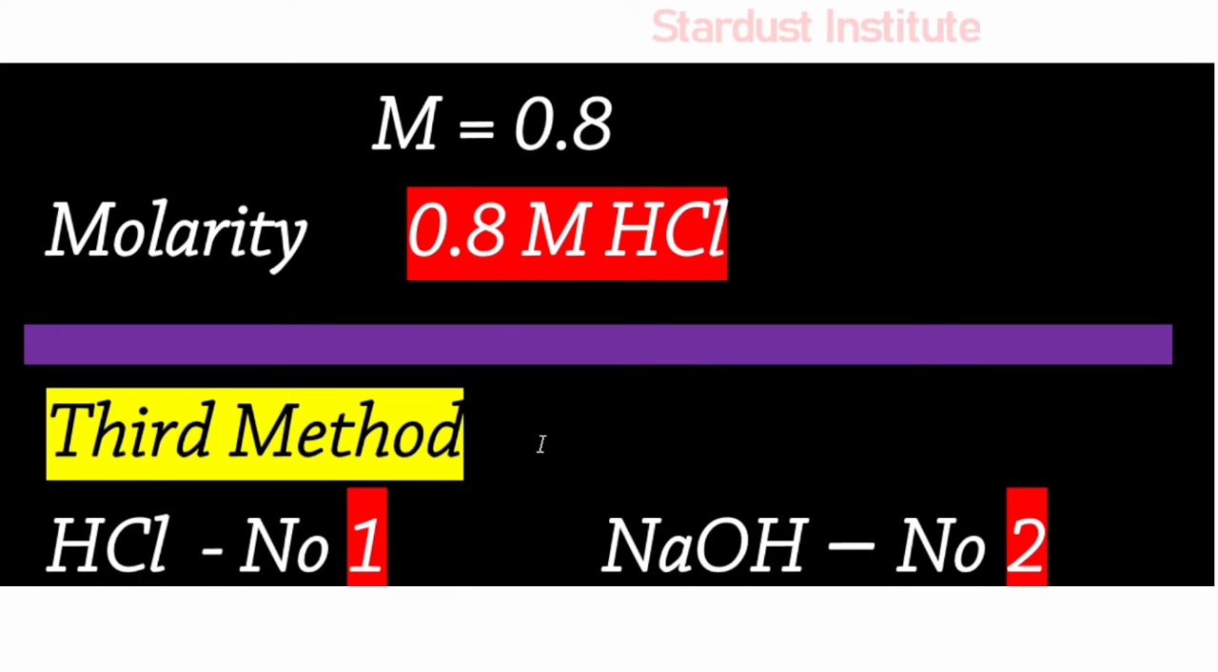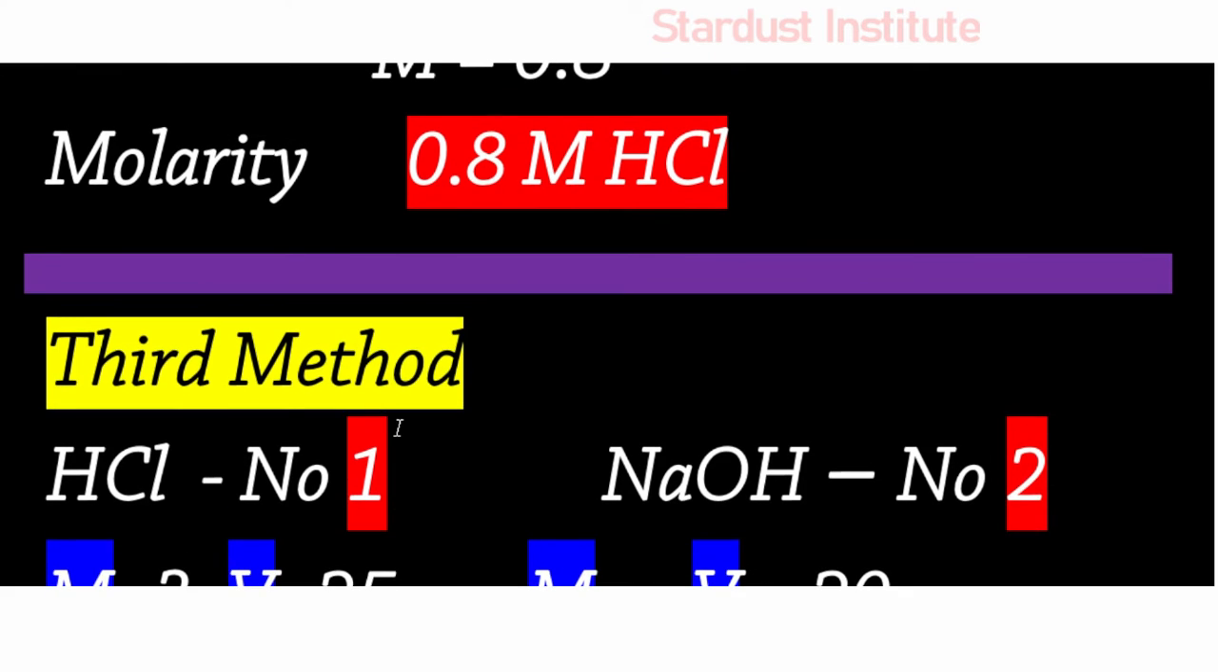Third method. We can take this HCl solution as number 1 solution, and we can take the sodium hydroxide solution as number 2 solution. There's no problem. If you want, you can take the HCl solution as number 2 and the sodium hydroxide solution as number 1. There's no problem there. Now let's take the HCl solution as number 1 solution and the sodium hydroxide solution as number 2 solution.